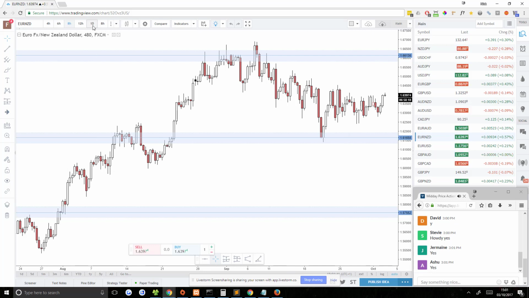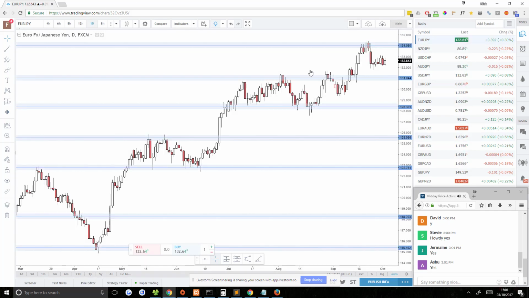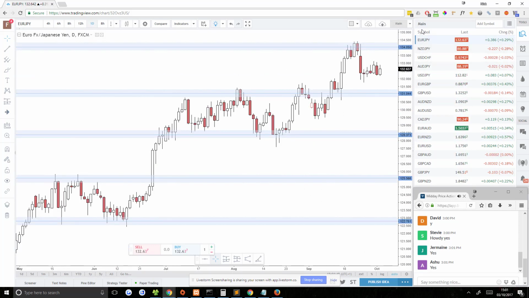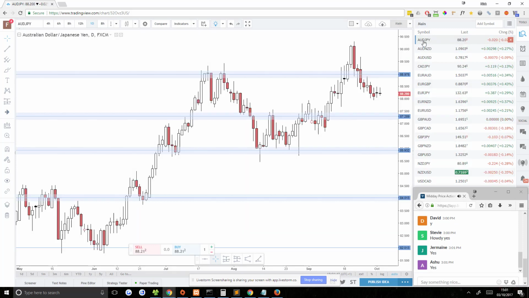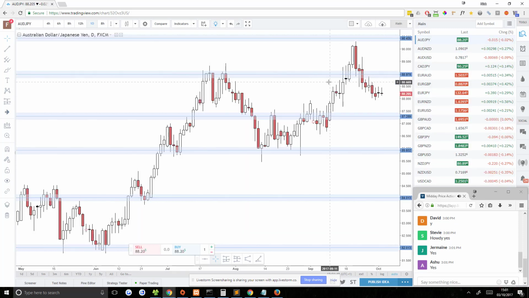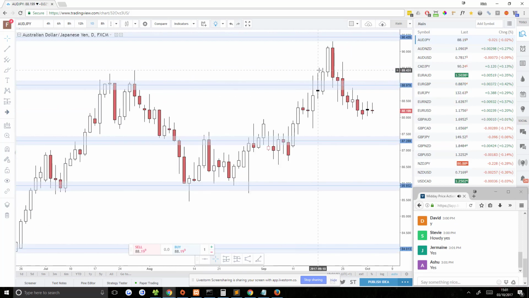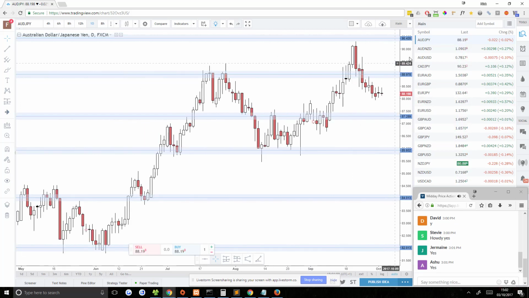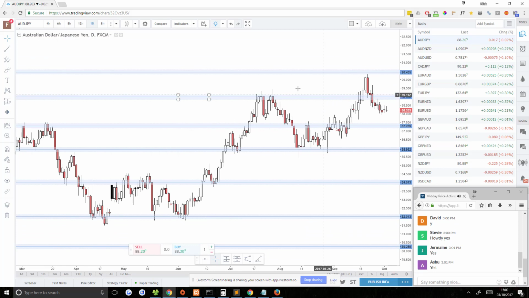You're looking at a Euro JPY daily. Actually, let's organize alphabetically and start with AUD JPY. You're looking at an AUD JPY daily chart. In today's analysis, we're going to be looking for price action, reversal, and continuation setups. Going to be looking for anything really that we see on the charts.